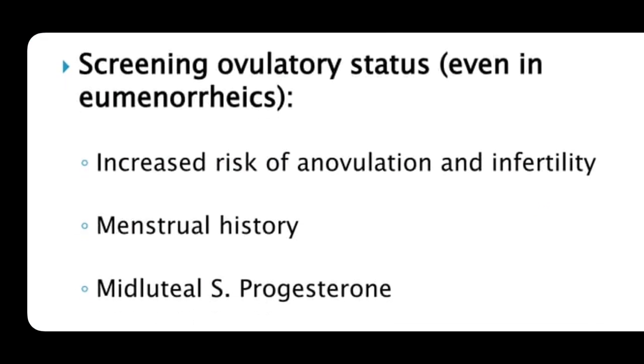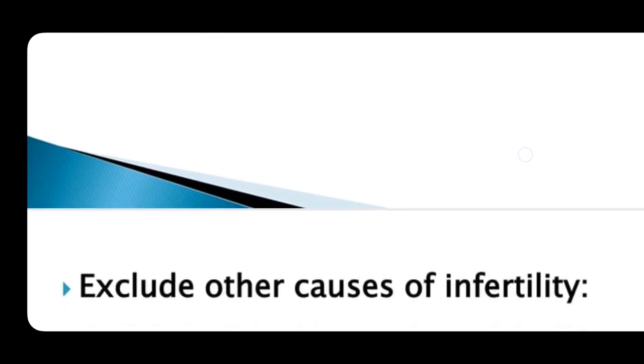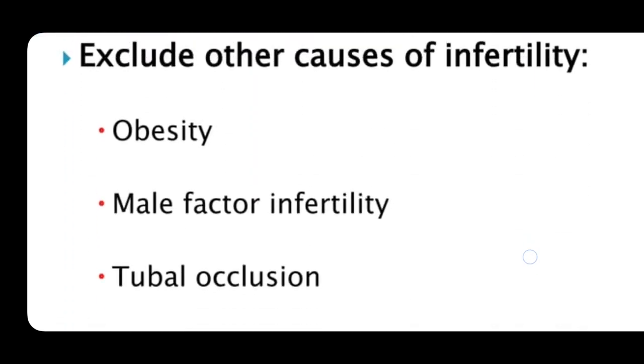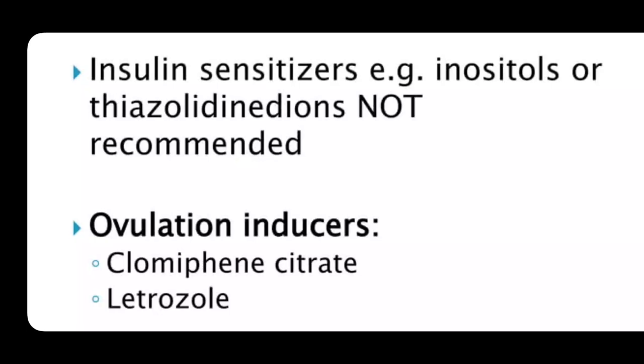Screening for ovulatory status, increased risk of anovulation and infertility, menstrual irregularity, and mid-luteal serum progesterone. Other cause of infertility, if there is an issue of infertility, so obesity, male factor of infertility. Insulin sensitizer or thiazolidinedione are not recommended.